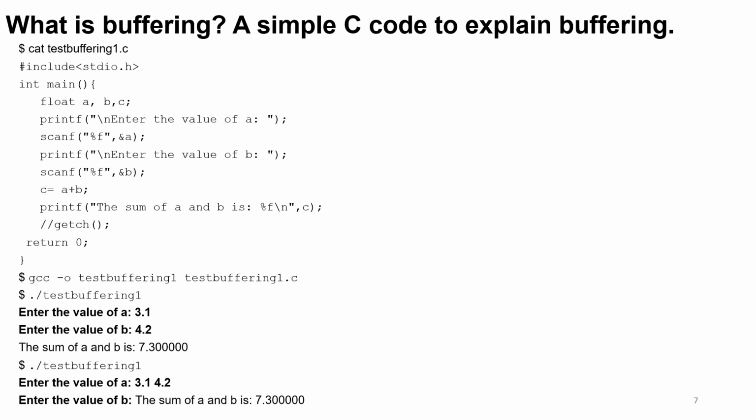So the way it worked is, when we passed more than the required number of values, those extra values were held in a place called the input buffer. And then the value from this input buffer was passed on to the next prompt automatically as input. Hence, when the program wanted the value of B, it just read it directly from the input buffer rather than waiting for my input from the command line. Therefore, I get the correct sum. 3.1 plus 4.2 is 7.3, and I get the correct sum printed on the screen.